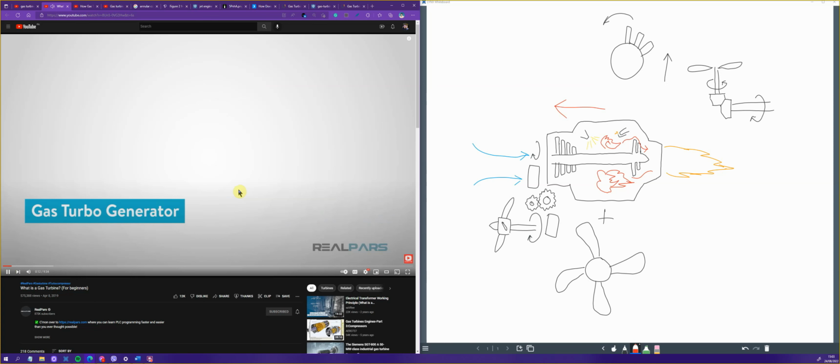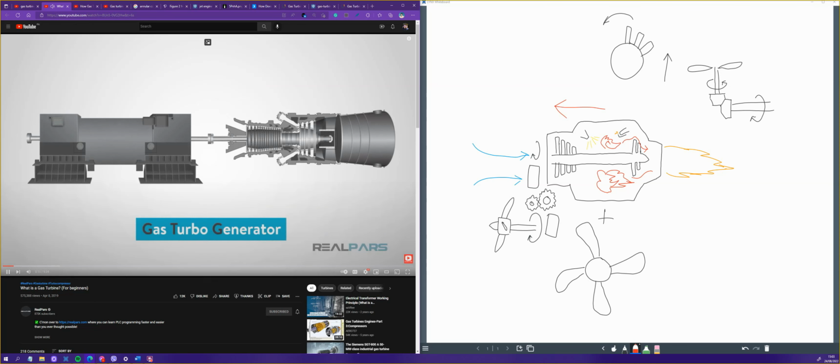I try to approach a gas turbo generator, or GTG, to better feel the subject.